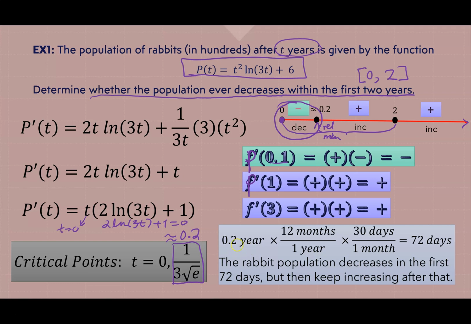Do a little unit conversion, 0.2 year, 12 months in a year, and then 30 days in a month. So you will have approximately 72 days. So you would say that the rabbit population decreases in the first 72 days, and then it's going to keep increasing after that. So really that relative minimum right there really is your absolute minimum, because that is the only place where it's going to dip down and then it's going to keep going back up all the way. And that is an application of the first derivative and the interval of increasing or decreasing.